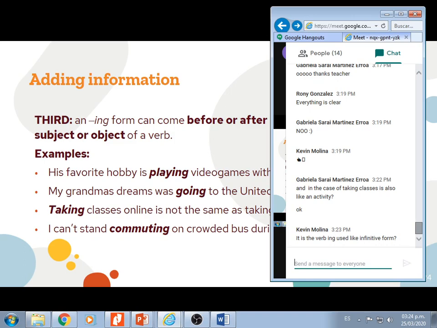It's going to be the same as like. I like to go to the party. No, I like going to parties. I hate to listen to music, or I hate to listen to reggaeton music. Yeah, you can say that, but it's better for you to say I hate listening to reggaeton music. Because the function of these verbs is as a noun, and as a noun, it's better for you to have the ing form. Because they are gerunds. You cannot say to take classes online is not the same. No, it's better for you to say taking.